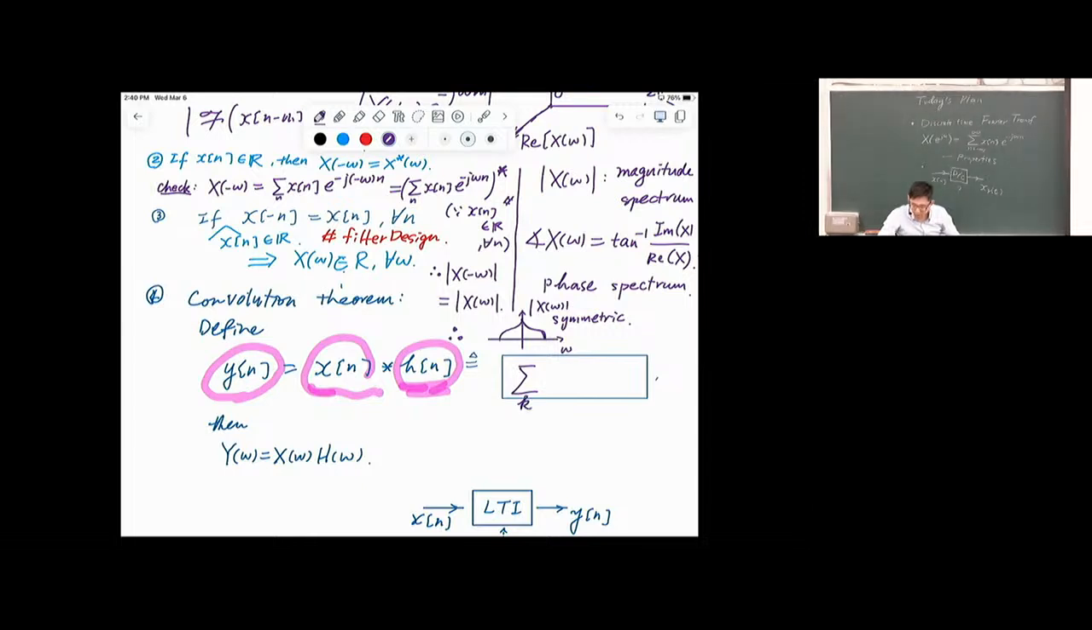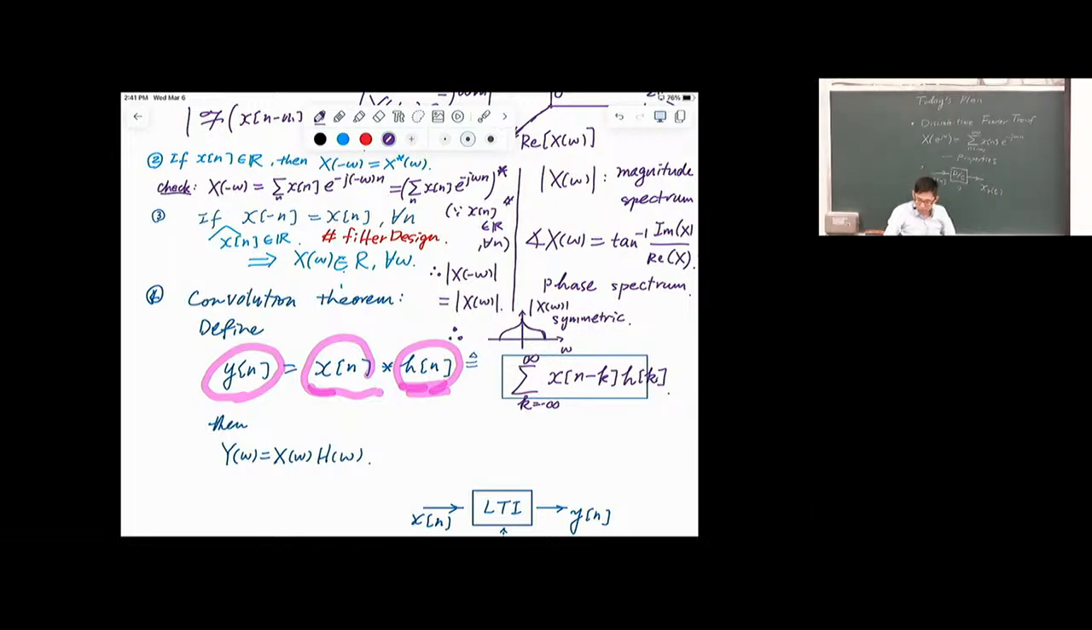We name the summation index k. In the most general definition, k is for all integers, summing over all k. We take x of n minus k and multiply it with h, the second signal evaluated at time k, and then sum it up. That's the definition of convolution.